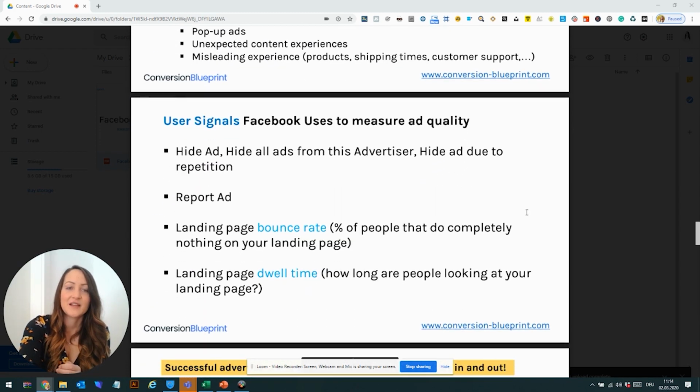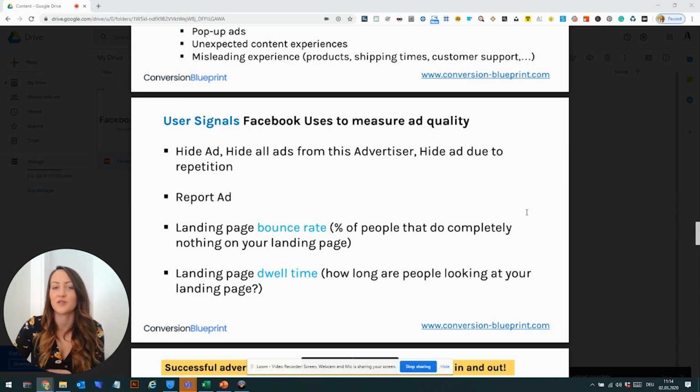And Facebook actually knows not only by these attributes, but also by the user signals if your ad is high quality or low quality. So if a user says hide the ad, hide all ads from this advertiser, or hide due to repetition, if they report the ad, or if they bounce from your landing page, or your landing page dwell time is low, then Facebook also knows that the ad is low quality. Let me talk a bit more in detail about that.